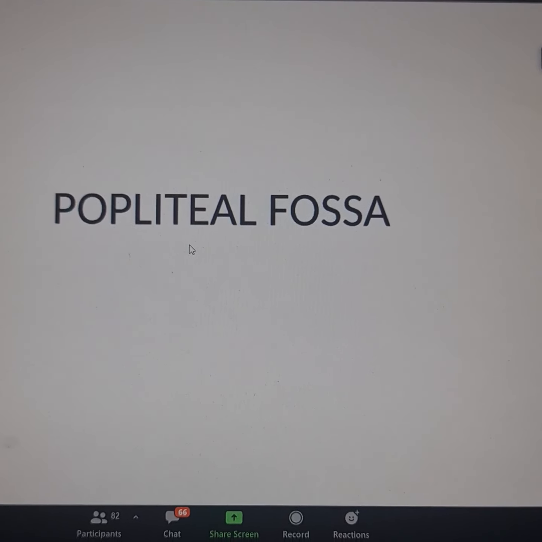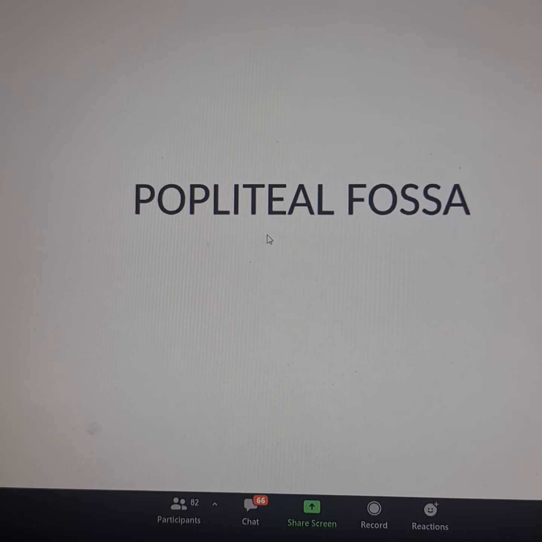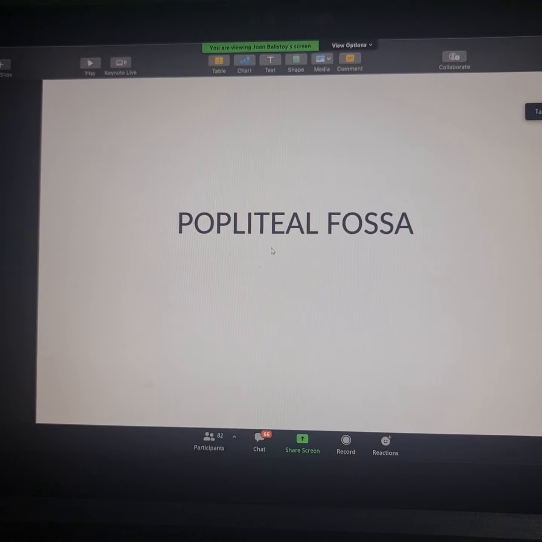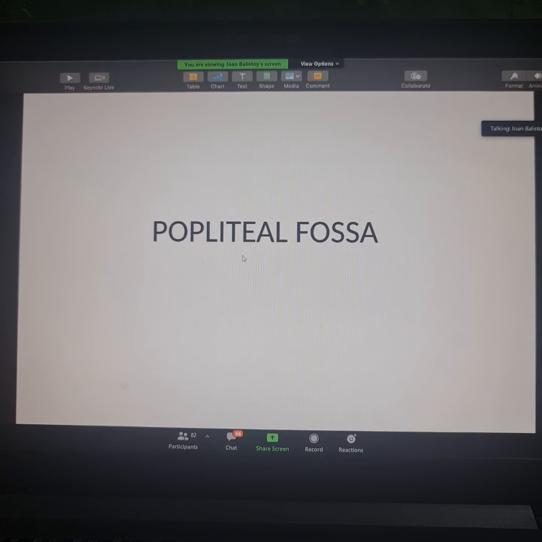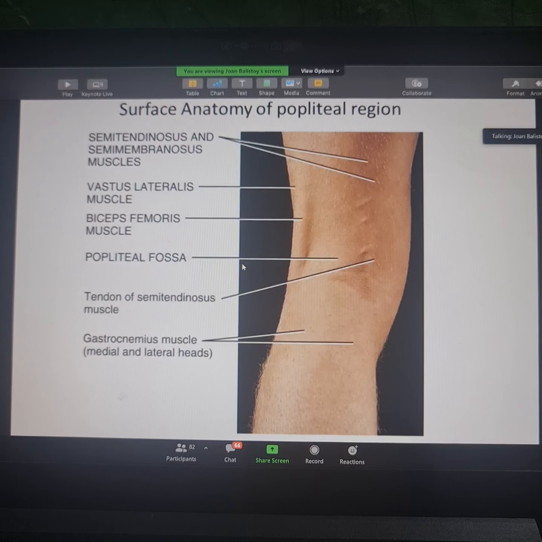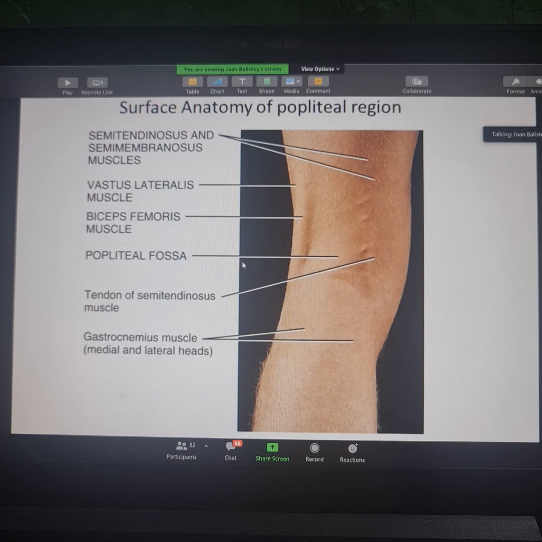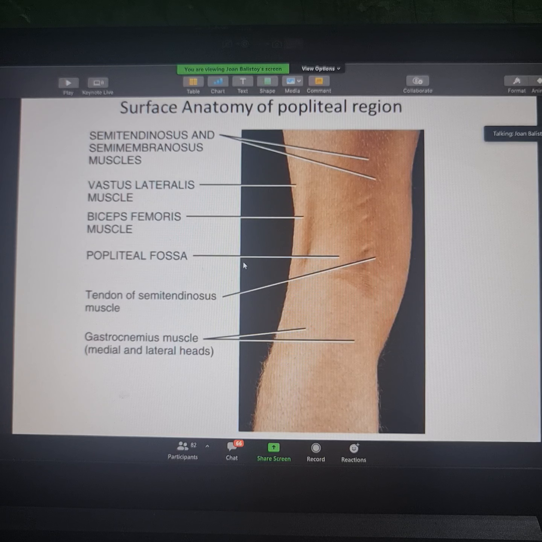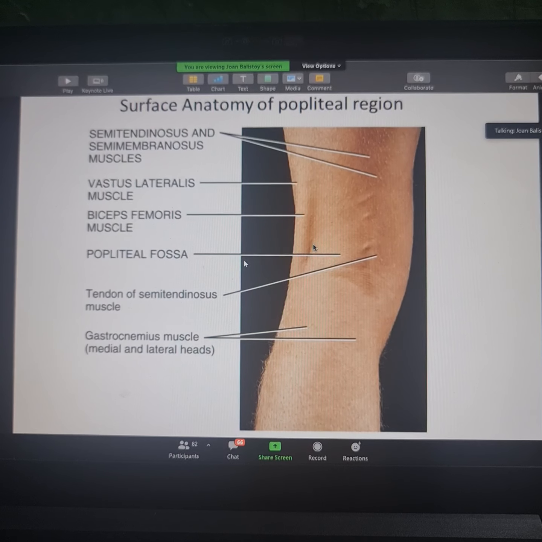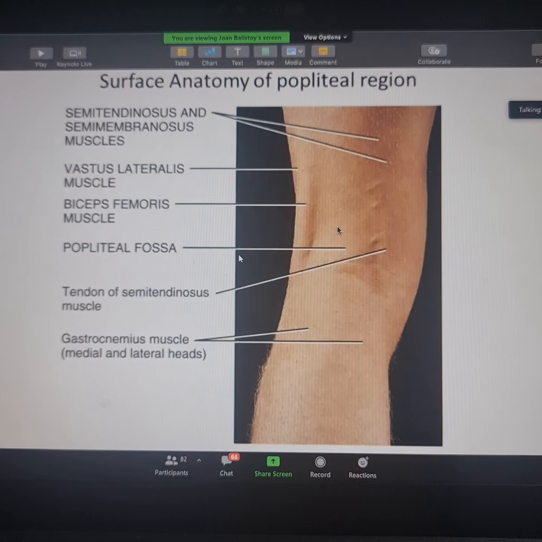Now let us go to the back. Let us look at this joint from the back. This is now called the popliteal fossa. So this is the surface anatomy of your popliteal fossa. When you look at someone's popliteal fossa, these are the structures that you can actually see. First, the space is the popliteal fossa.